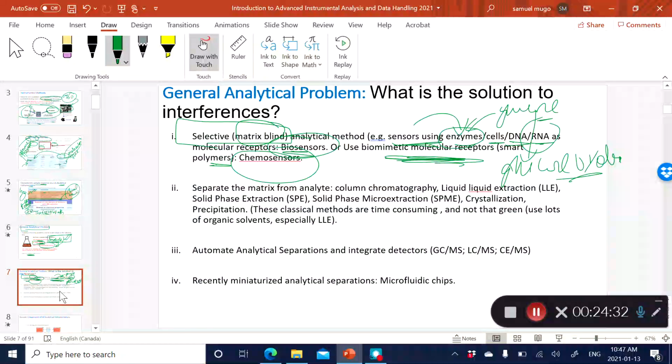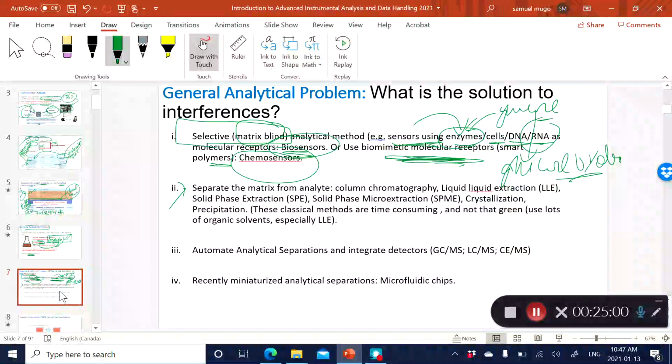Sometimes you want methods that can analyze multiple types of analytes. So the other solution is to separate the matrix from the analyte. That is the basis largely of classical methods of analysis. As I've said before, those classical methods of analysis have been automated and have now become instrumental methods of analysis.